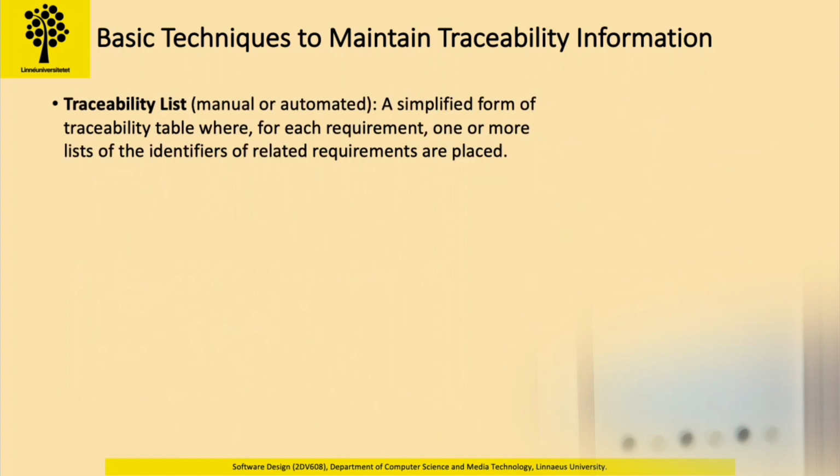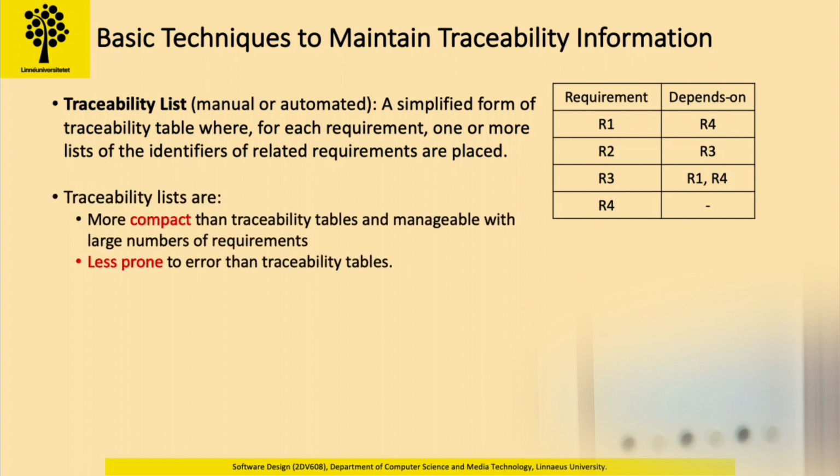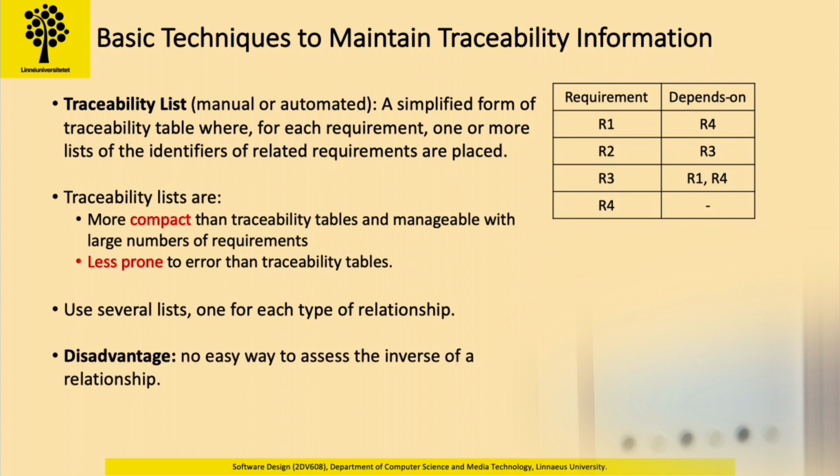So it's kind of easy from this perspective. But from here, you can say that requirement 4 is dependent on R3, but then you don't have any more information about R3. So to find information on R3, you have to go to another row or another data. So that's why it's not an easy way to find the inverse relationship.